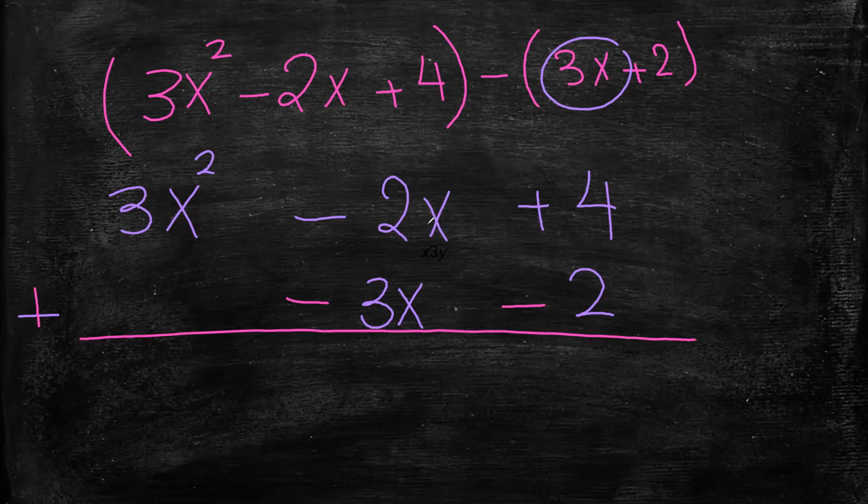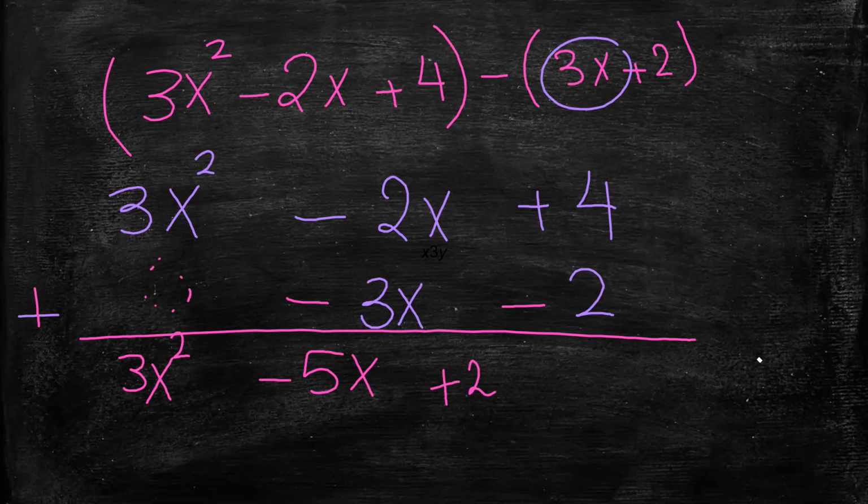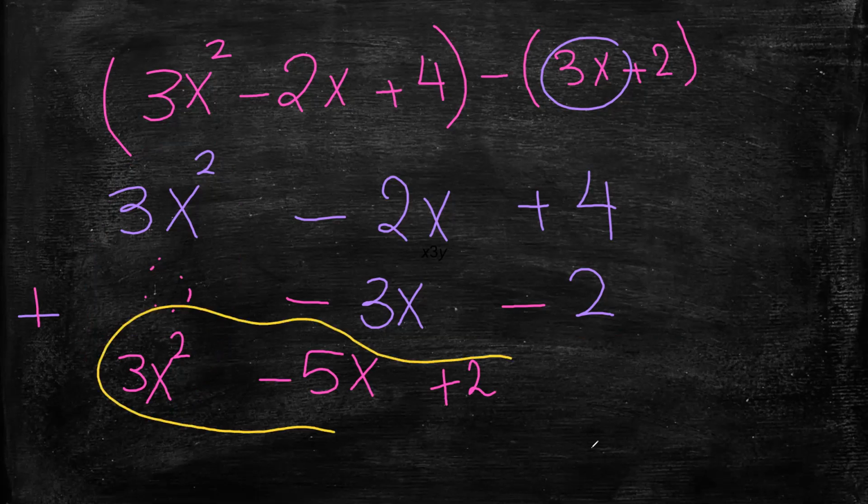Then here, it's nothing, so you can write it as 3x squared. Here, assume that you have a hidden 0. Then negative 2 plus negative 3 will be negative 5x. 4 minus 2 is positive 2. So the final answer here is 3x squared minus 5x plus 2. This is now how we can simplify, or how we can add or subtract two polynomials.